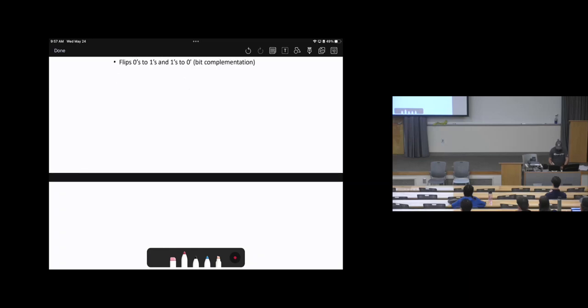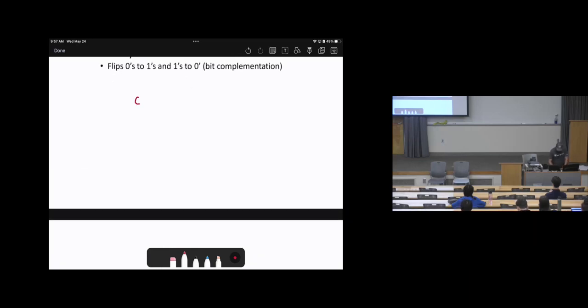So, for example, let me assume we have 0, 0, 0, 1. This is equivalent to 1 in decimal, right? If I need to make the number negative 1 using the sign magnitude, it would be 1, 0, 0, 1, right? Using the sign magnitude.